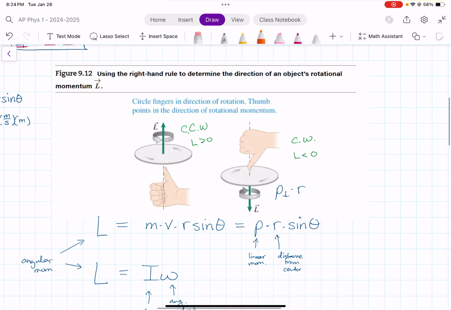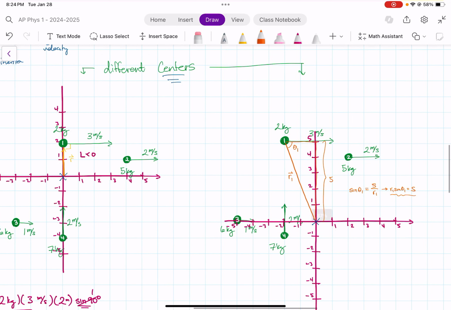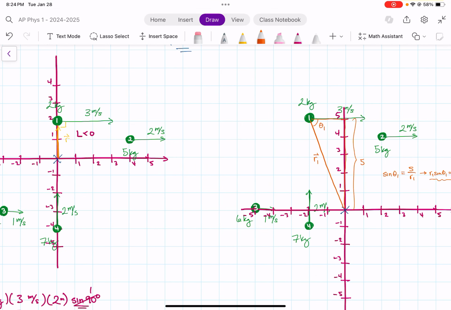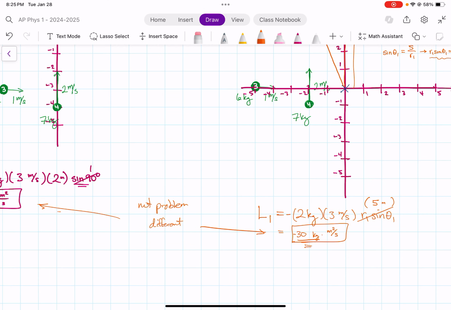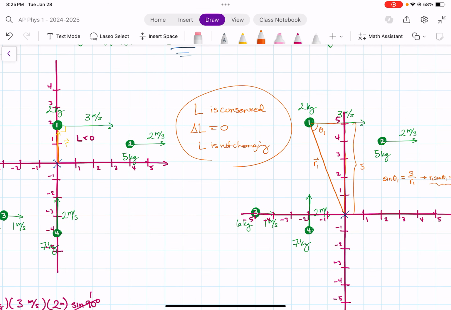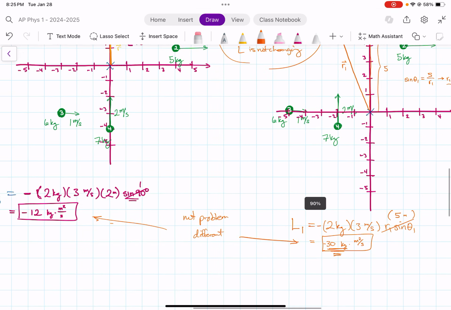If we go back to these examples, what really matters is the fact that for particle 1, L is conserved, right? There's no net torque on the particle, which means its angular momentum, delta L, is 0. L is not changing, right? All these things are true, all of them, for every single particle, in fact. And so really, the number itself is not as important as whether this is changing, and if it is, by how much. So let's do a few more examples here.